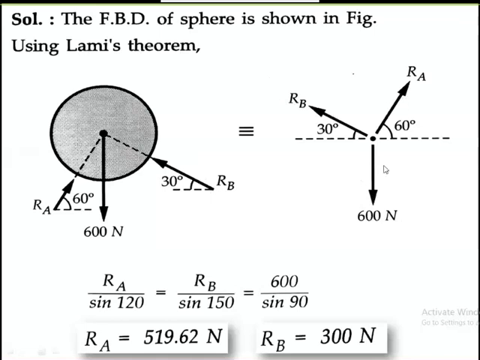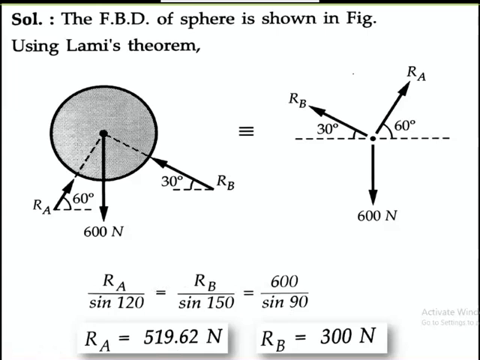The angle between these two forces is 90 plus 60, that is RB divided by sine 150, that is equal to 600 divided by sine of the angle between the other two forces. The other two forces are RB and RA. So here it is 60 and here it is 30, so it is sine 90. So RA is equal to 600 divided by sine 90 into sine 120, or RA is equal to, we'll get this value, that is 519.62 Newton.